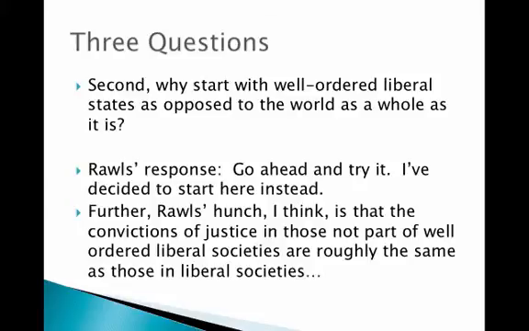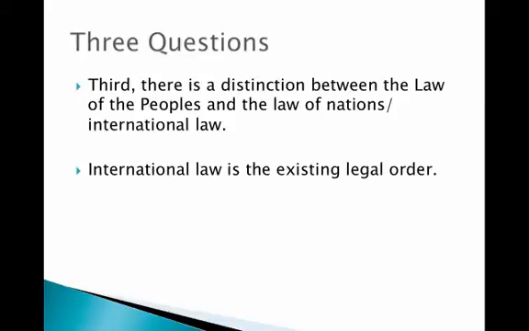But that's an aside. Okay, third, note that there is a distinction between, I'm opening a piece of candy, that's that squeaking noise you hear.